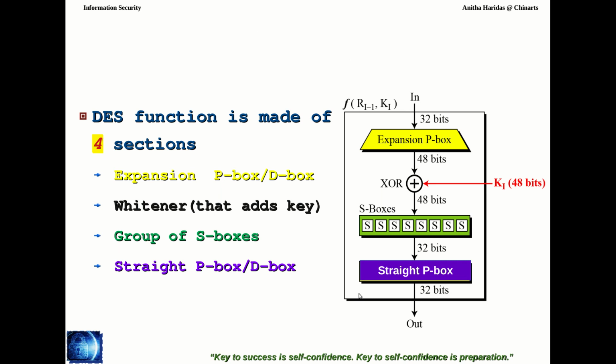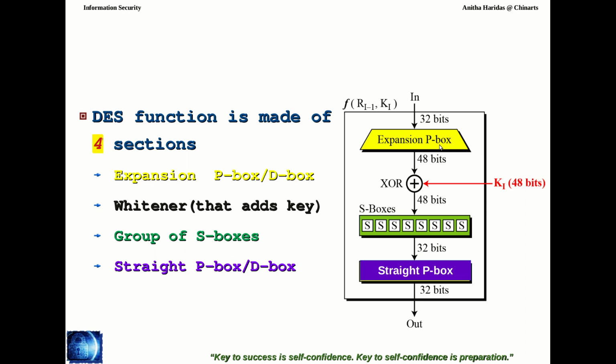If you observe here, the DES function is made of 4 different sections. So this f of Ri-1 comma Ki has 4 different sections like this. These are the 4 different sections. It has an expansion P box. It has an exclusive OR component, which we call the whitener. And we have a group of 8 S boxes here. Then the last component is a straight P box or D box.